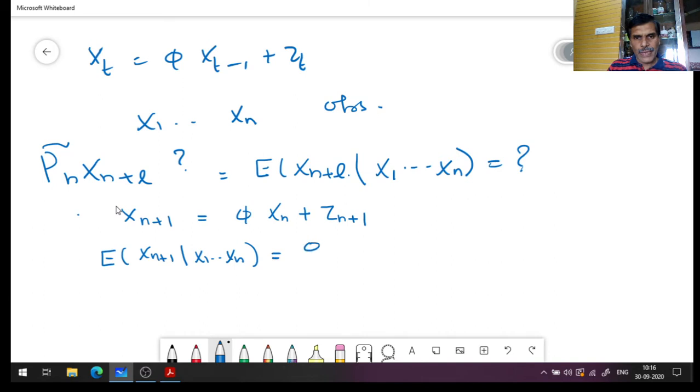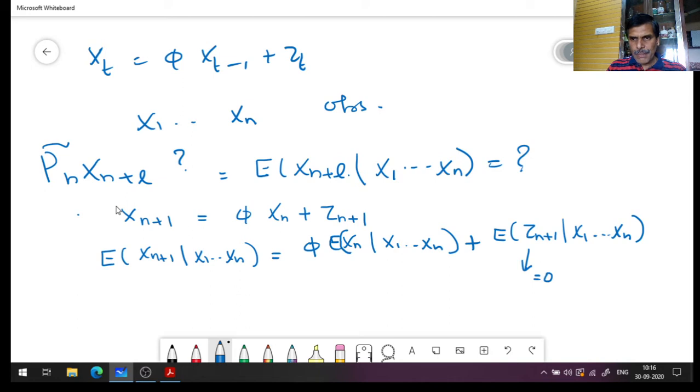So this is given by phi times the expectation of X_n given the data, plus the expectation of Z_{n+1} given this. And this is 0 because this is n plus 1 and this is up to n. Since X_n is given, the expectation of X_n given this is phi X_n. So what is the best predictor? P_n X_{n+1} is given by phi X_n.